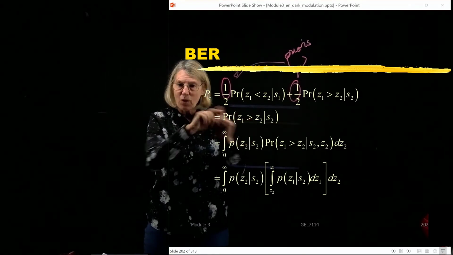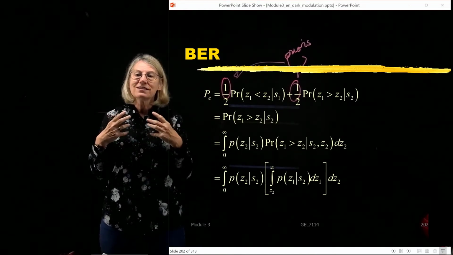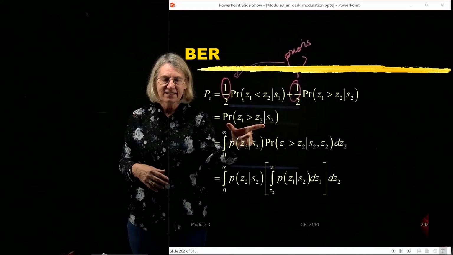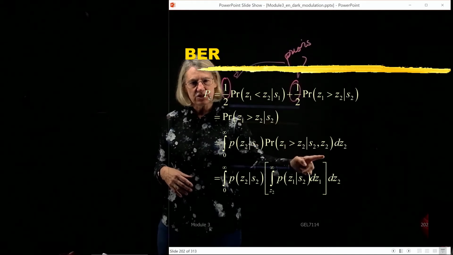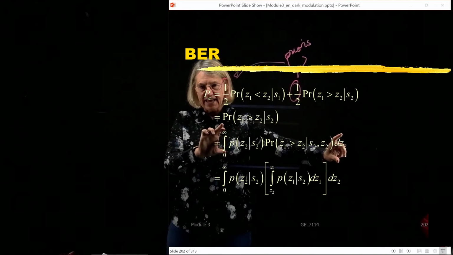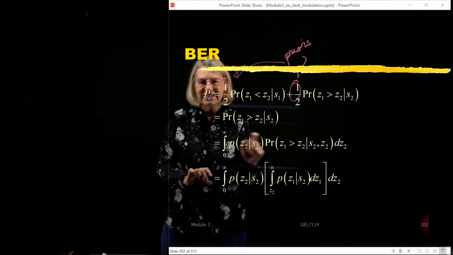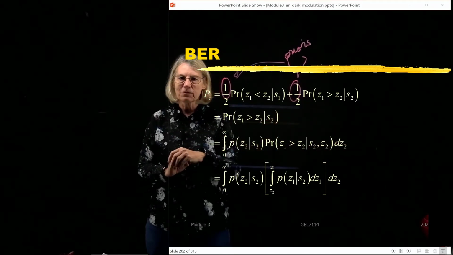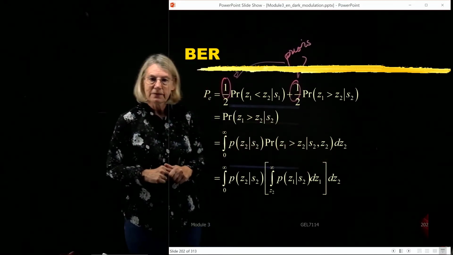Okay, so now how can I analyze this? The way I'm going to analyze it is to use conditional probabilities. I'm going to condition on Z2, but I have to average over Z2. So here there's an integral over dz, and this argument here is the probability density function. If I want the total probability, I condition and I average over the conditional probability. So that's what I'm doing here. I take this, condition again, and then average over the whole thing. Now, why did I do this?